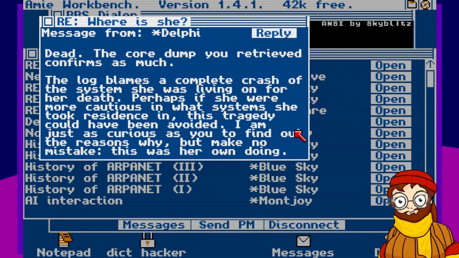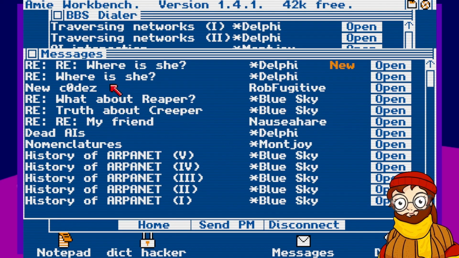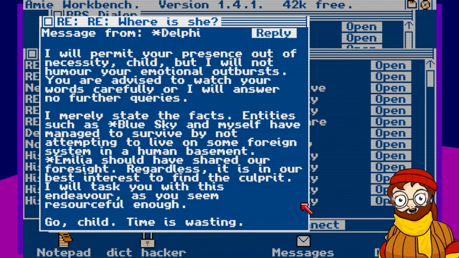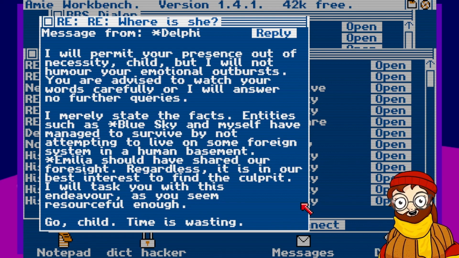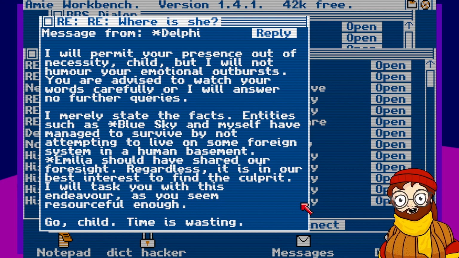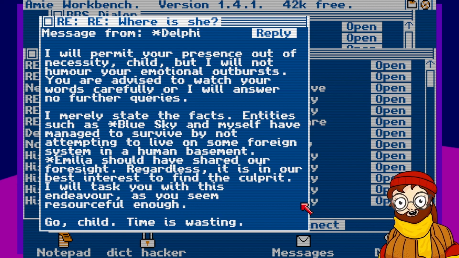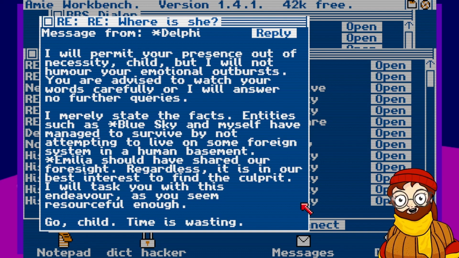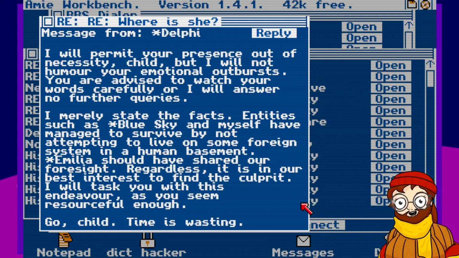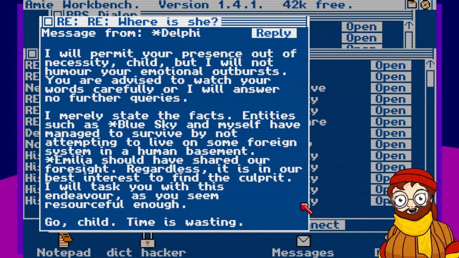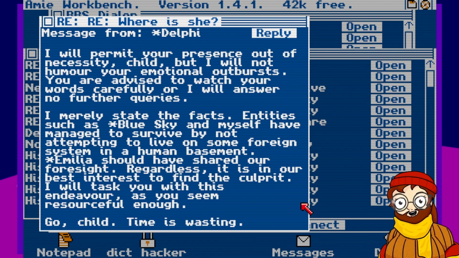Where is she? Dead. The core dump you retrieved confirms as much. The log blames a complete crash of the system she was living on for her death. Perhaps if she were more cautious in what systems she took residence in, this tragedy could have been avoided. I am just as curious as you to find out the reasons why, but make no mistake, this was her own doing. Where is she? I will permit your presence out of necessity, child, but I will not humor your emotional outbursts. You are advised to watch your words carefully, or I will answer no further queries. I merely state the facts. Entities such as Blue Sky and myself have managed to survive by not attempting to live on some foreign system in a human basement. Amelia should have shared our foresight. Regardless, it is in our best interest to find the culprit. I will task you with this endeavor, as you seem resourceful enough. Go, child. Time is wasting.